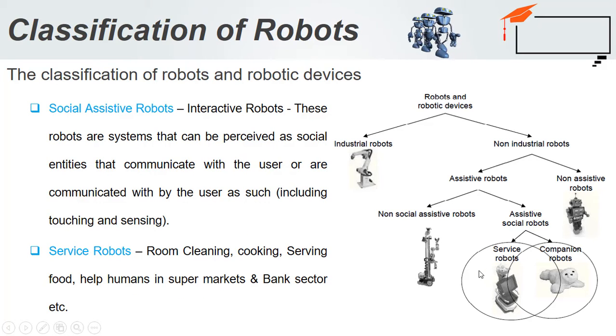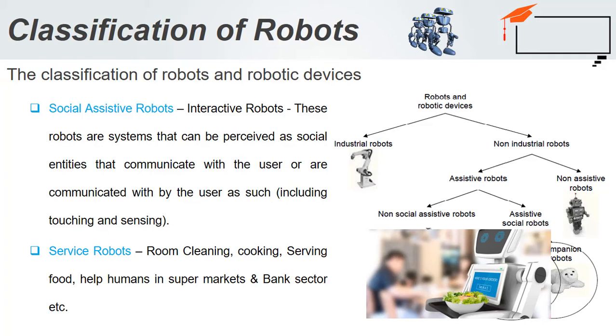And then assistive social robots. Assistive social robots are interactive robots. These robots are systems that can perceive the social environment with the help of sensory devices and communicate with the user. They will communicate with you with the help of interactive voices, or you can communicate with the robot by touching the display and say, I want this kind of food, go and get me the food, in a robotic restaurant. You can touch the display, I want this food, go and get me the chapati. So it goes to the kitchen and gets the chapati dishes for you and your family.